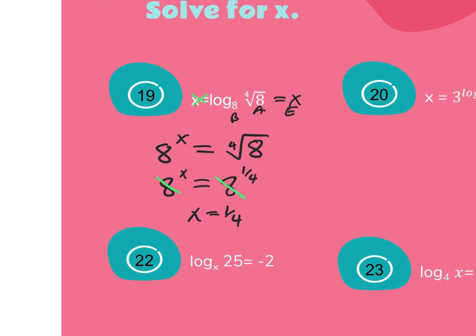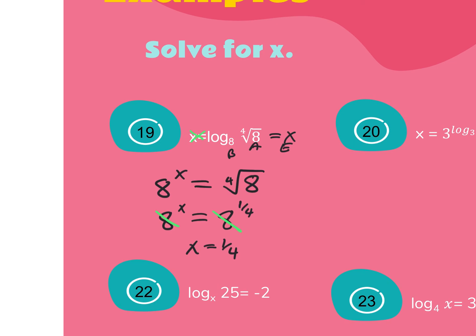Now, we could apply our property here that we saw. If you realize that this answer here, we could do this, log base 8, change the 4th root of 8 into 8 to the 1/4 power right here. And notice that these are both the same. The base of the log and the base of that exponent would cancel out, and then it goes right to x equals 1/4.